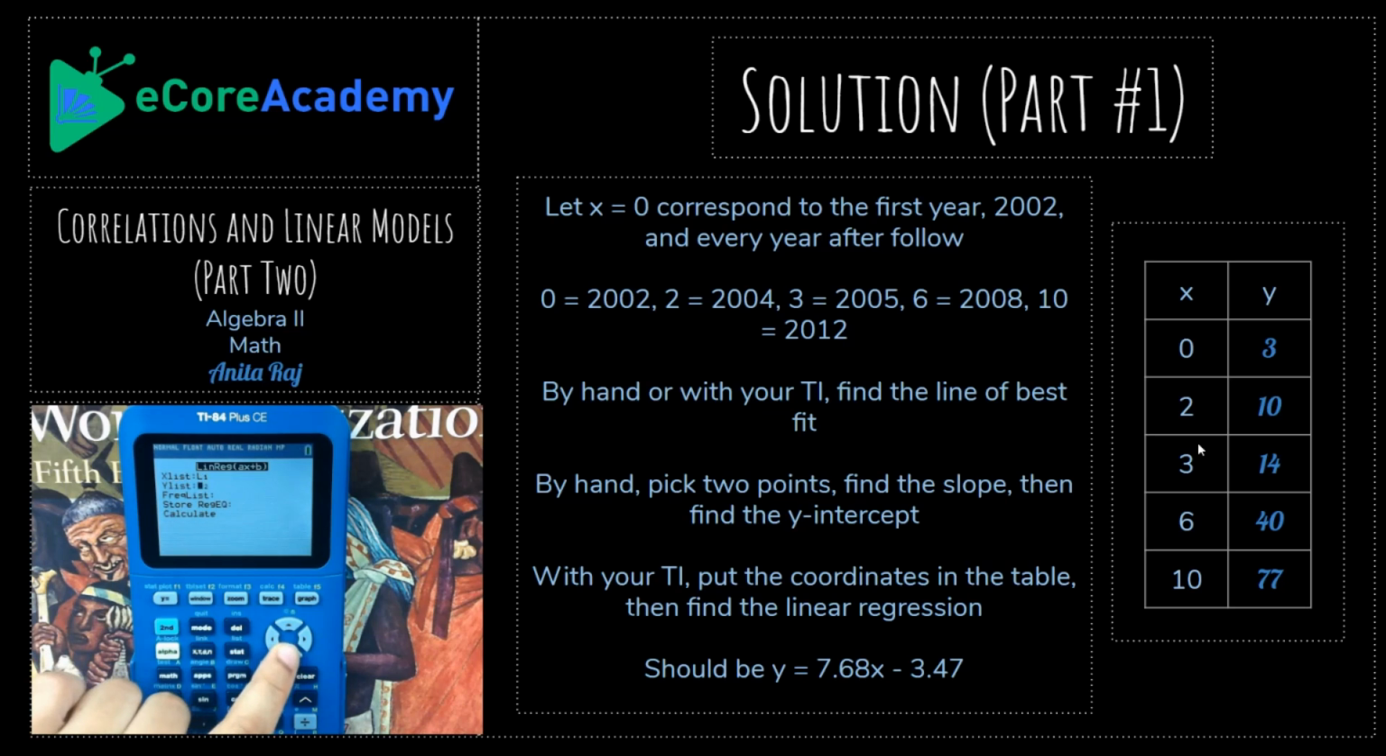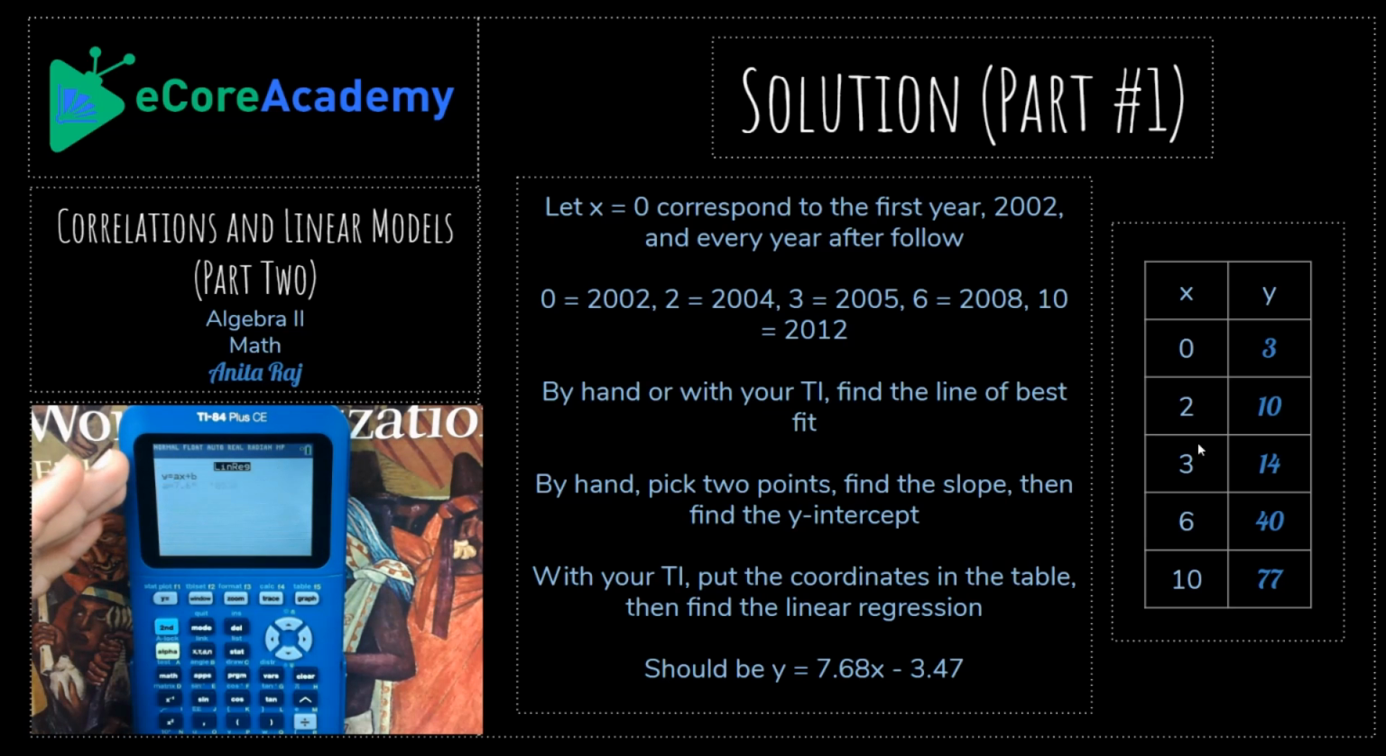Then we're going to hit the down arrow to go to Store RegEQ. Then hit vars, right to go to the Y-VARS menu, then 1 for Function, and 1 again for Y1. Then hit the down arrow so your cursor's blinking over Calculate, and hit enter to get the linear regression. The linear regression is in the form y equals ax plus b. A is your slope, which is m, and b is your y-intercept. Rounded off, your answer should be about y equals 7.68x minus 3.47. So that's the linear regression you would get.